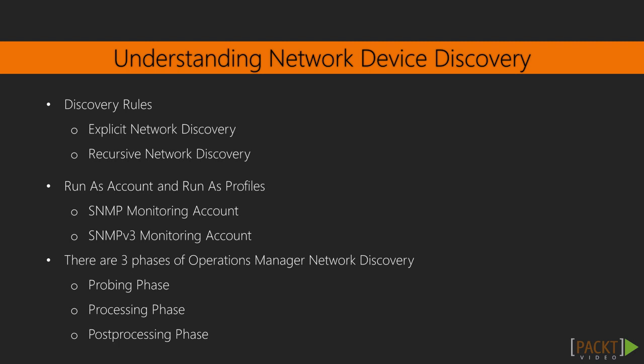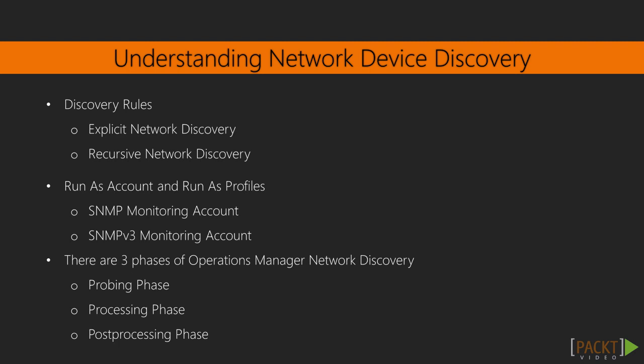To enable network discovery, you have to create a discovery rule within the Operations Manager console. Now, when you create this discovery rule, you'll assign a specific management server or gateway server to run the rule. This is because only one discovery rule can be run per management server or gateway server at one time. Now, you can choose to run the discovery rules automatically on a schedule or just run them manually.